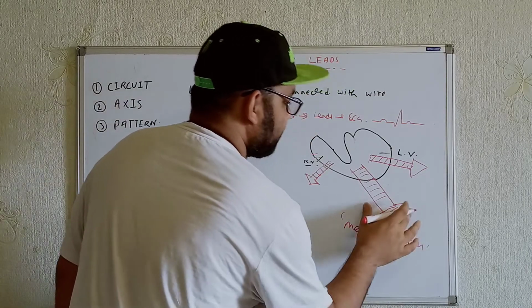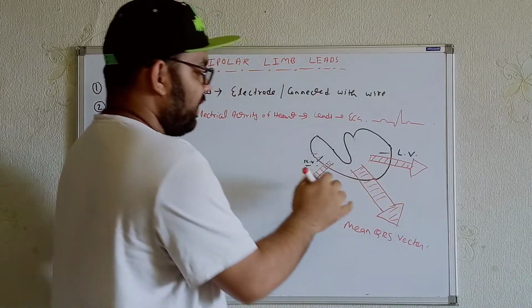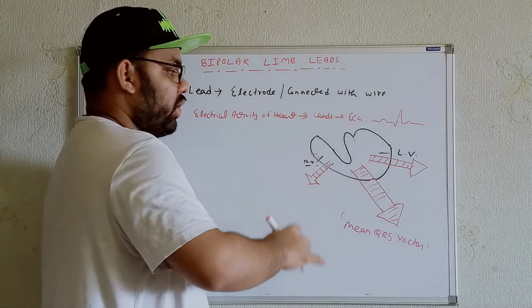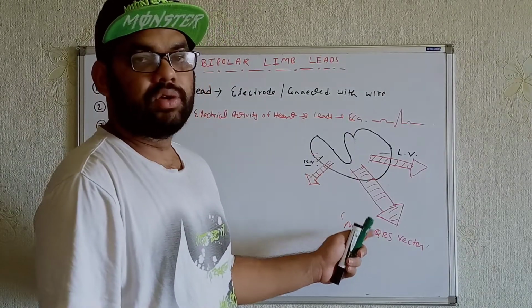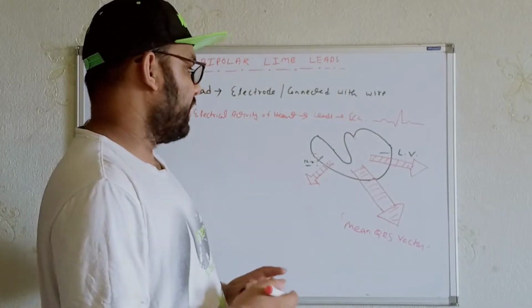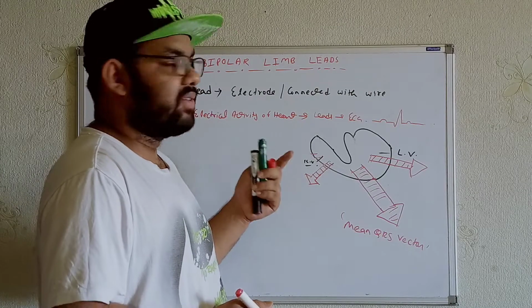That means it is the resultant of the left ventricle. The electrical vector is found in the left ventricle and in the right ventricle, and whenever we add them, we get the resultant over here. That is known as the mean QRS vector. Now this type of vector we can measure by using different kinds of leads.